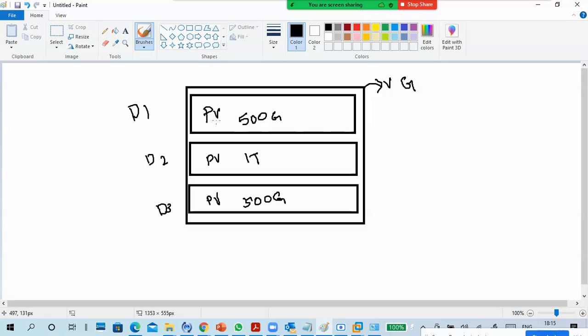Physical volume means individual volumes. The volume group means a combination of multiple physical volumes. So how much now? 500, 500, 1 terabyte. The total size of the volume group is 2 terabytes.